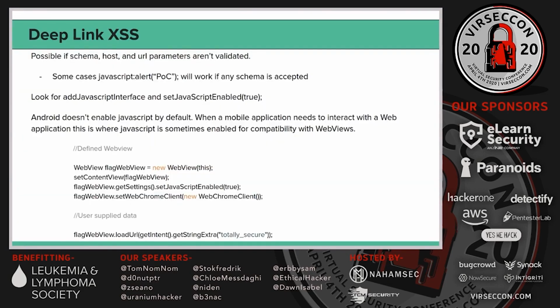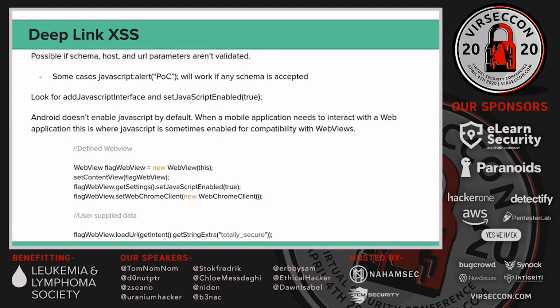Moving on to deep link XSS. So it's possible if schema, host, and URL parameters aren't validated. In some cases, if the host or the schema is not validated, a JavaScript alert will work. You always want to look for addJavascriptInterface, and if setJavaScriptEnabled equals true. Android doesn't enable JavaScript by default.